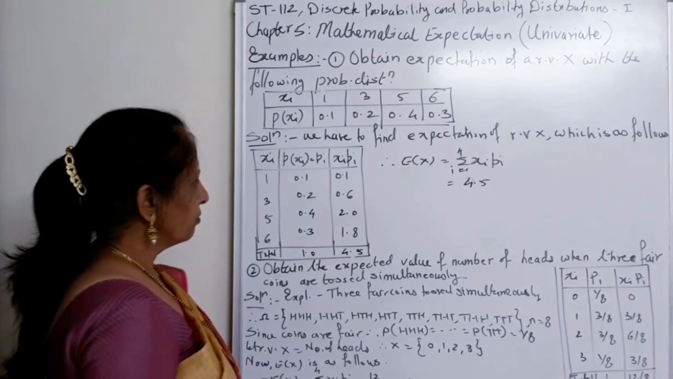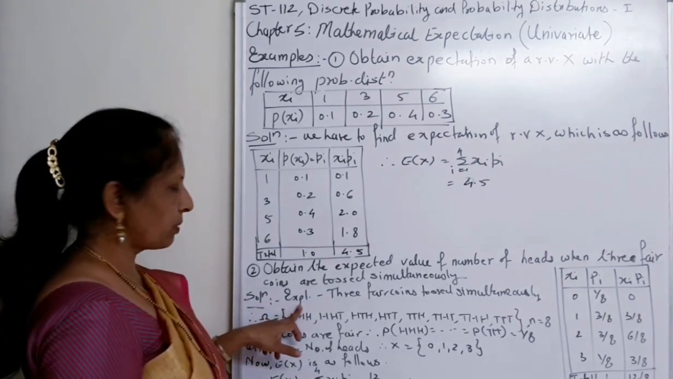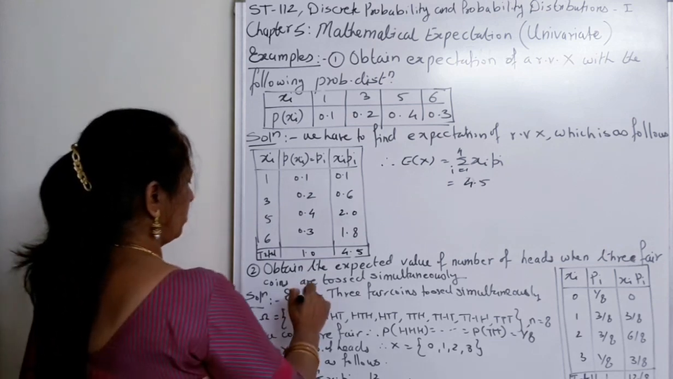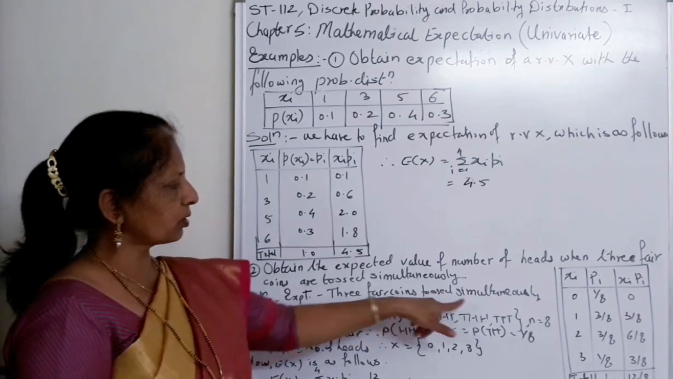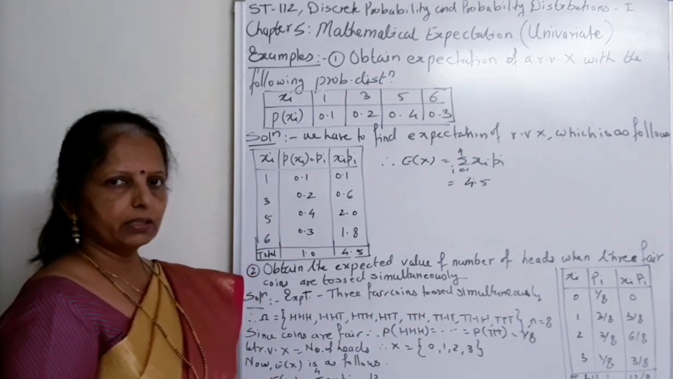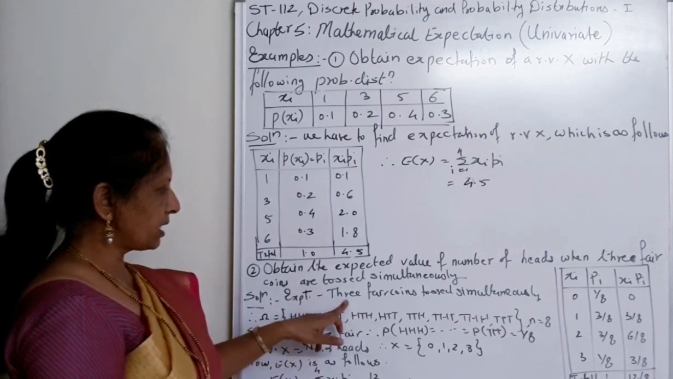So this is our experiment. We have written the solution like this. What is our experiment? That first we have written. 3 fair coins are tossed simultaneously. That is our experiment. And we know what the sample space is for this experiment.